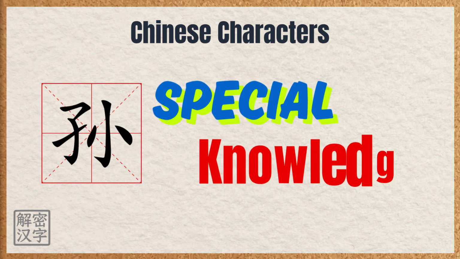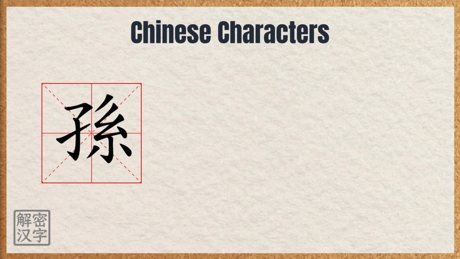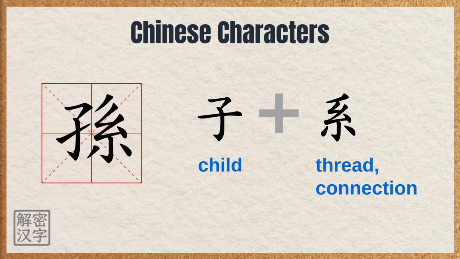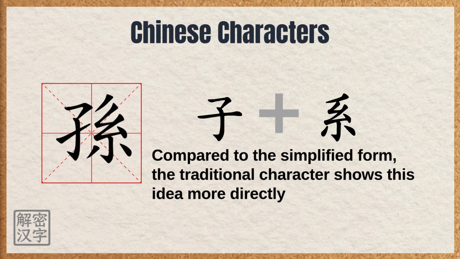There's something special about this character. If you look at the traditional form Sun, you will notice something interesting. It is made up of zi, child, and shi, thread, connection. This creates a clear visual meaning, a thread connecting one generation to the next. It represents how a family line continues over time. Compared to the simplified form, the traditional character shows this idea more directly.